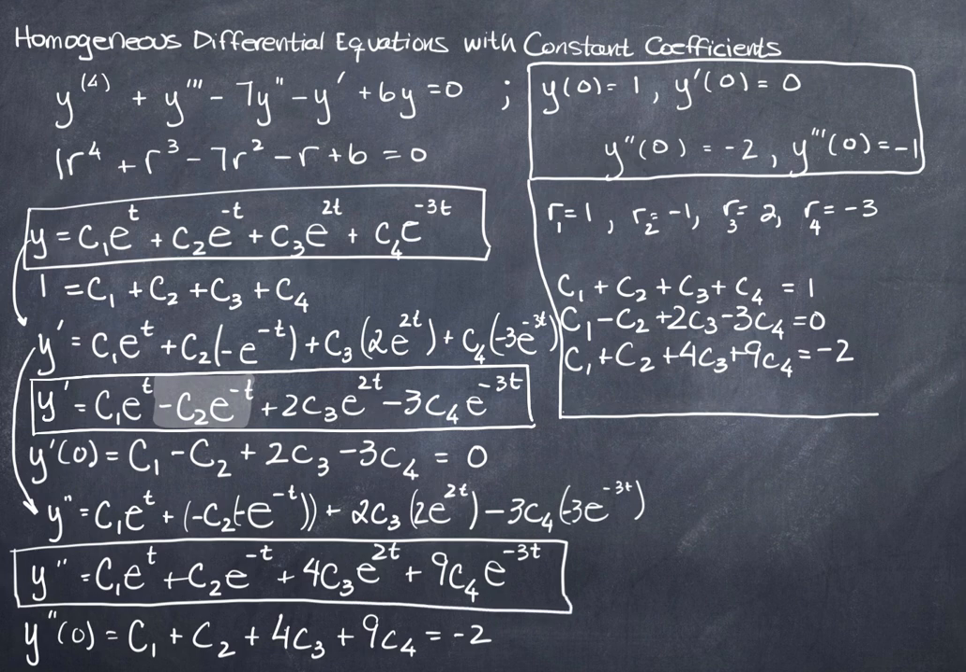And now I'm going to use this one to take the third derivative. So y triple prime is equal to c1 e to the t minus c2 e to the negative t plus 8c3 e to the 2t minus 27c4 e to the negative 3.